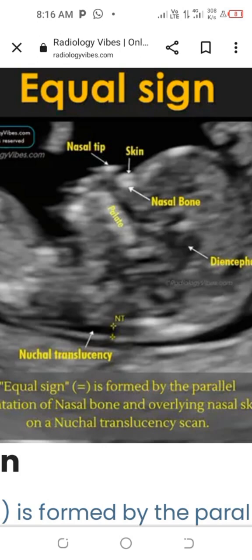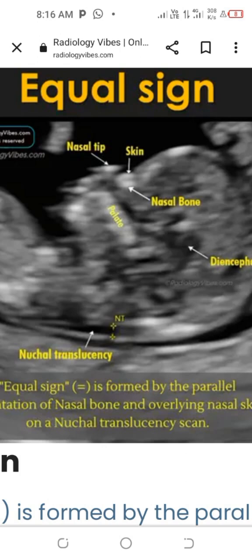What is the normal value of a nuchal translucency scan? It should be less than 3.5. The cutoff value is less than 3.5. If the value is less than 2 mm, there is a risk of 1% of Down syndrome, Turner syndrome, or aneuploidy. And if the value is 3.4 mm, there is a risk of 7%.